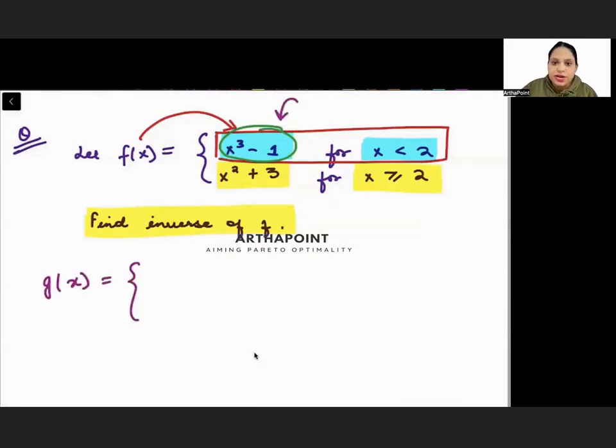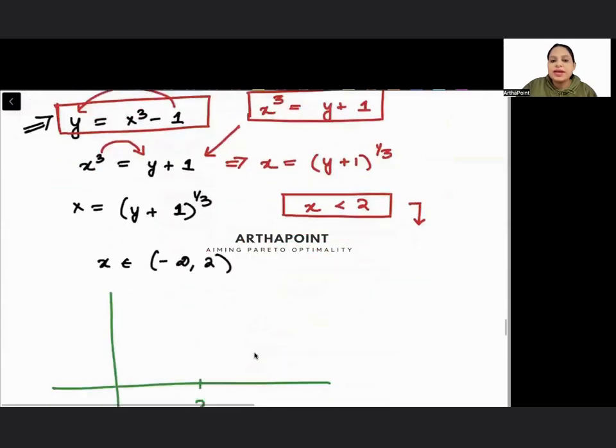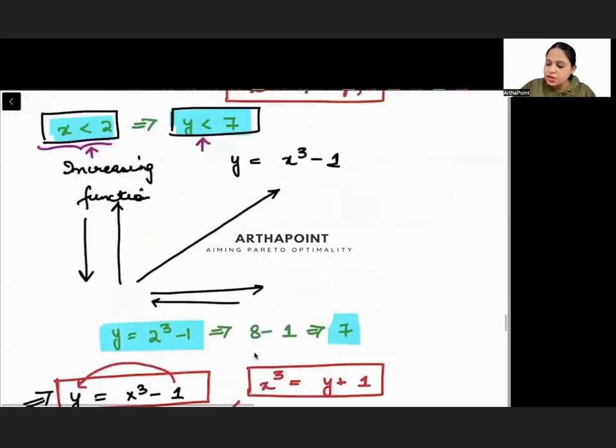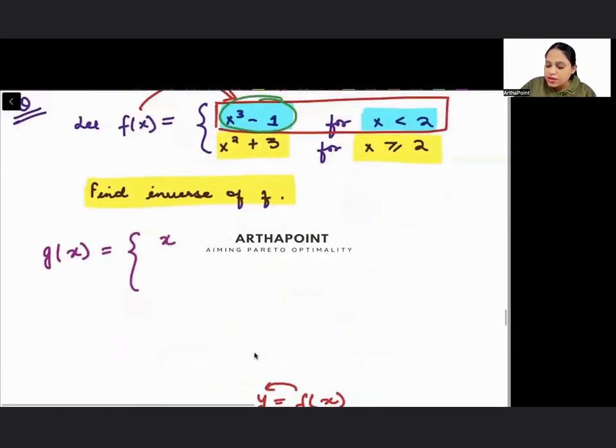x cube minus 1 has come as y plus 1 to the power 1/3. And we always write the inverse as a function of x only, in terms of x. So the inverse of this function can be written as (x plus 1) to the power 1/3. You can write this as f inverse x equals (x plus 1) to the power 1/3 for all x up to 7. This will be the inverse function.